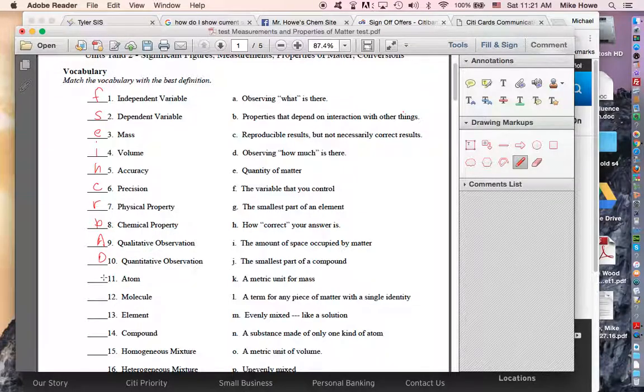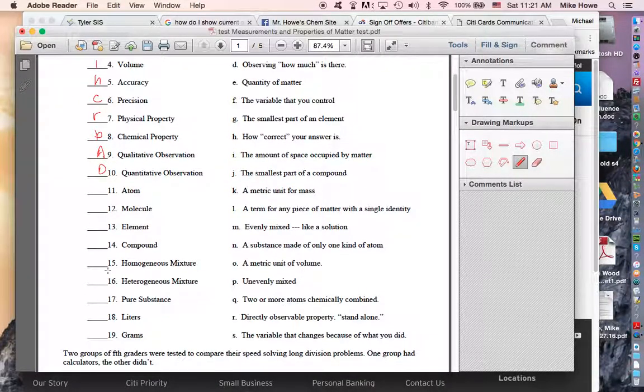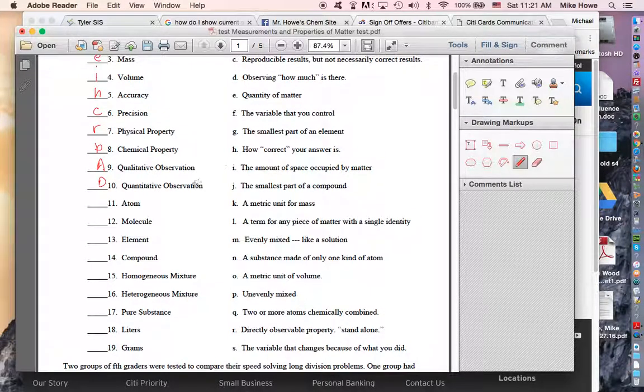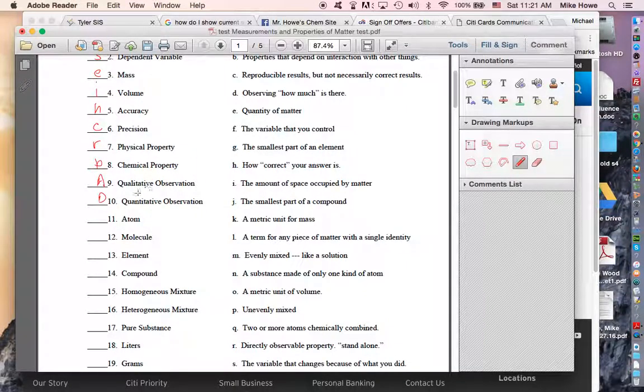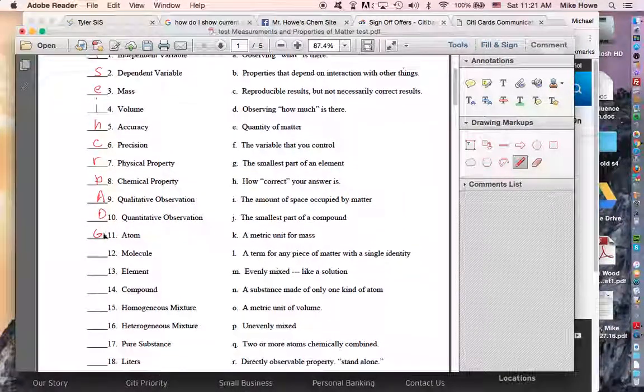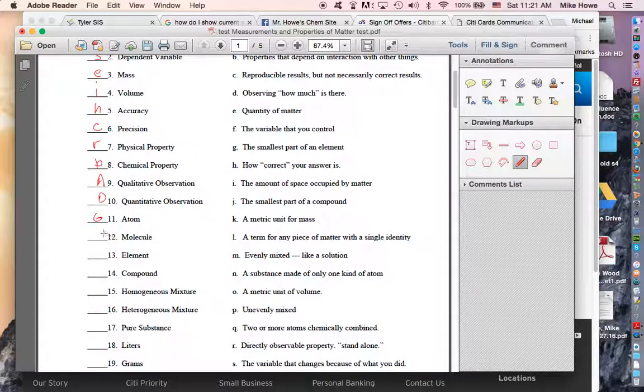All right, an atom is the smallest piece of an element, whereas a molecule is the smallest piece of a compound. So if we go over here, the smallest part of an element, that'd be an atom, that's G. And molecules, smallest part of a compound, would be J.